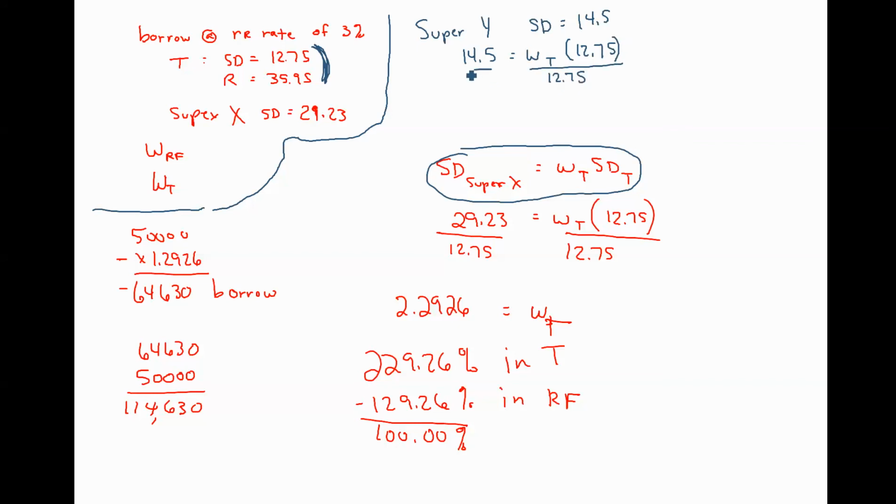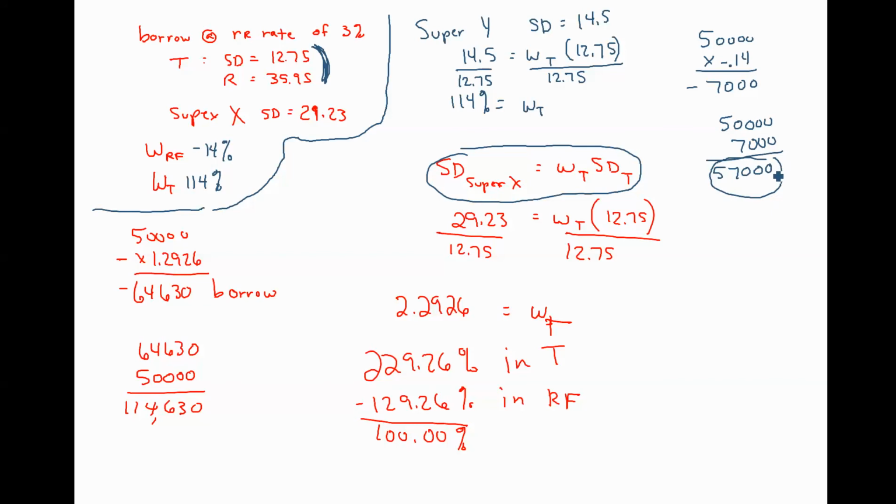Divide both sides by 12.75. And that will give me the weight to put in the tangency portfolio. So I'm going to just round, it's 114%. So the weight in the risk-free has to be 1 minus 114%, so minus 14%. So I've got $50,000 of my own money. I need to borrow 14%. So 50,000 times 14% is $7,000. Negative just to reflect that I'm borrowing it. Take my 50,000 plus the 7,000 that I borrowed, so the 57,000 will be allocated across the 5 assets that make up point T using point T's weighting scheme.